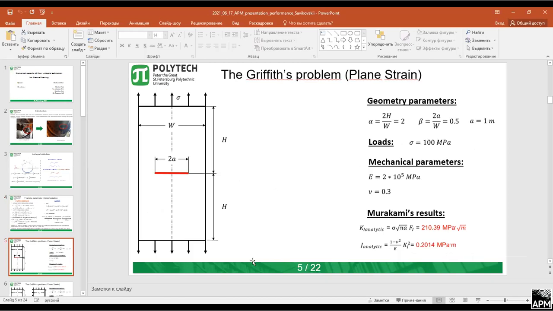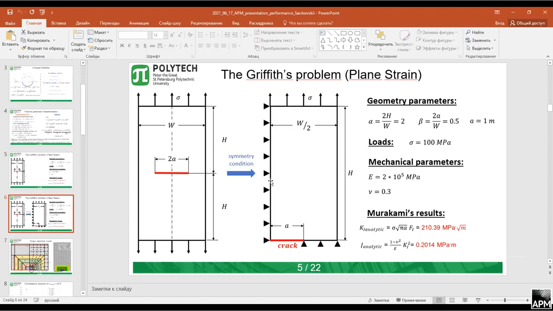So we consider the test problem for mechanical loading, the Griffith problem, with finite length and width. Mechanical parameters and loads are presented in the slide. For this problem, we have reference Murakami's results. We solve this problem in plane strain formulation, and the problem formulation takes into account symmetry conditions.